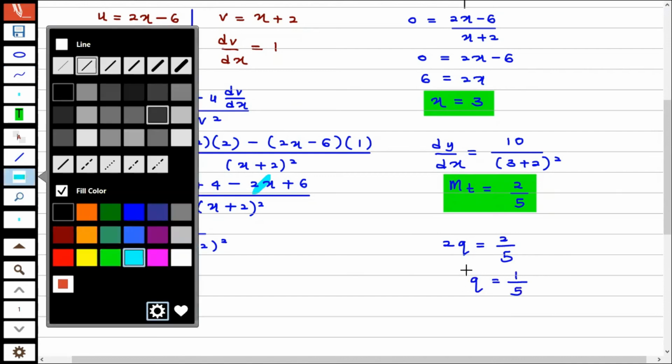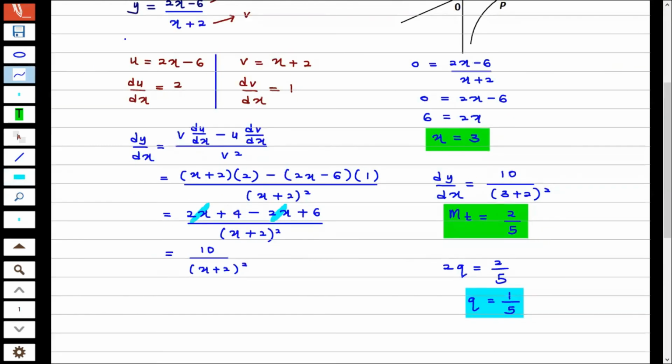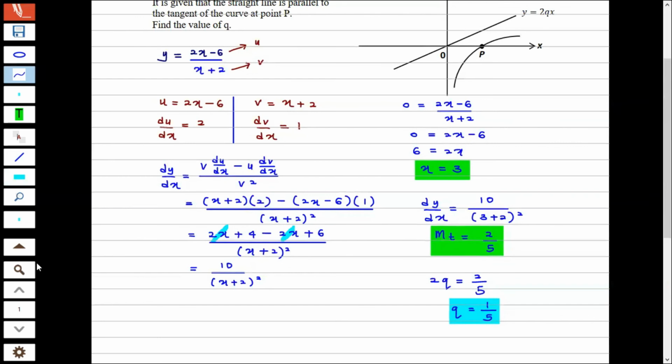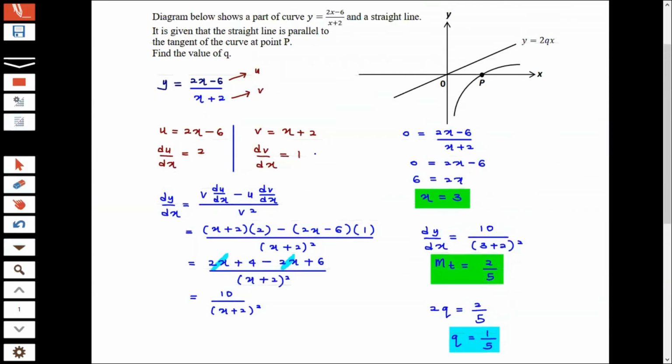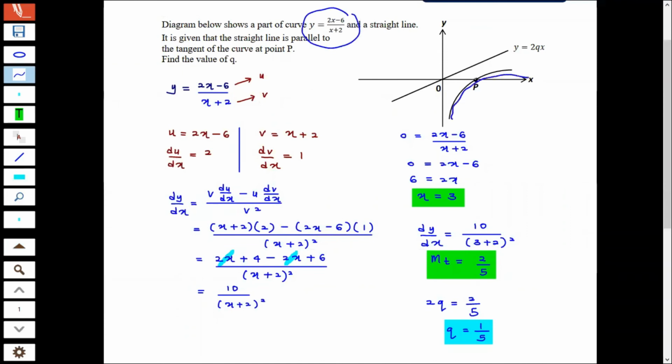Okay, let me recap the whole question again, guys. This is your question, right? First thing, the question says this is the curve, and the tangent at P is parallel to this straight line. That means these two are parallel. Always remember, if they are parallel, the gradient will be equal, right?